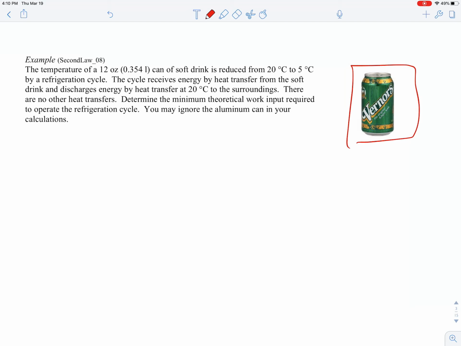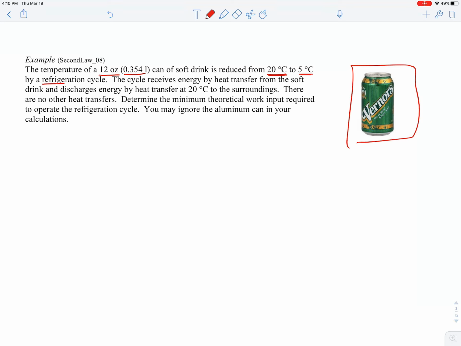Anyway, so the goal here is we're trying to find the minimum theoretical work input required to operate a refrigeration cycle to cool down the soda. So we have a soda with a particular volume, 12 fluid ounces. It's 0.354 liters. And we're going to reduce its temperature from room temperature, about 20 degrees C, down to 5 degrees C in a refrigerator.